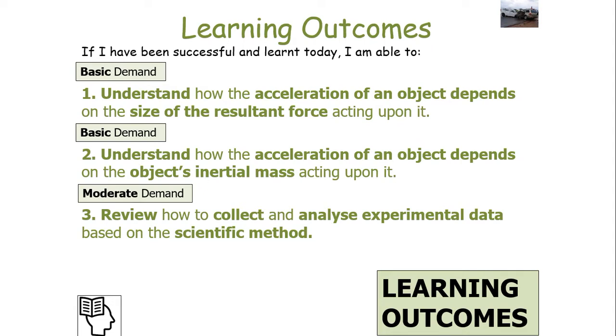Now if you remember, in part 1 we looked at how the acceleration of an object depends on the size of the resultant force acting upon it. Well, in this lesson, part 2, we're going to understand how the acceleration of an object depends on the object's inertial mass. We'll then review how we can collect and analyse experimental data based on a scientific method to verify these relationships.